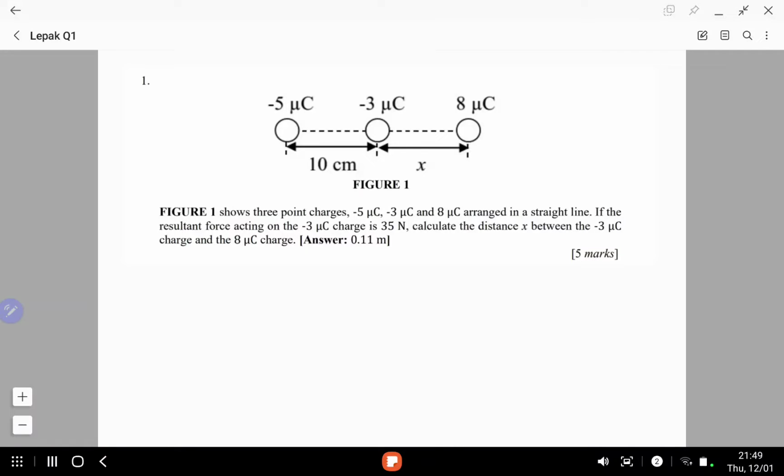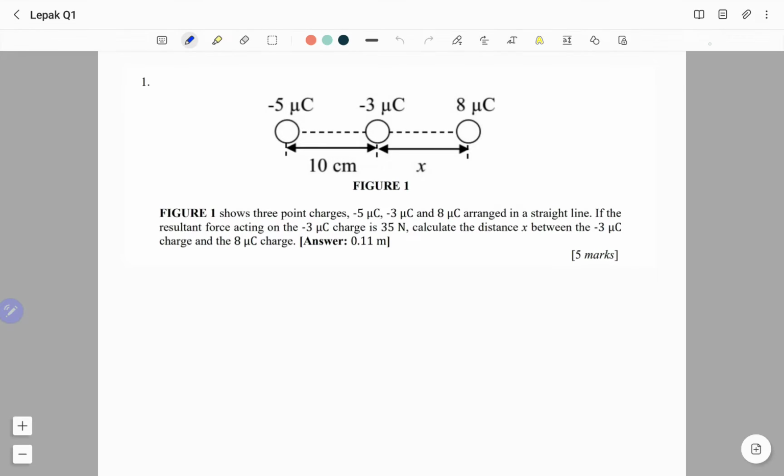Okay, so for today we will look into the first question. Here we have 3-point charges, with values -5 microcoulomb, -3 microcoulomb and 8 microcoulomb. So we have two negative charges and one positive charge, and the arrangement given is in a straight line.